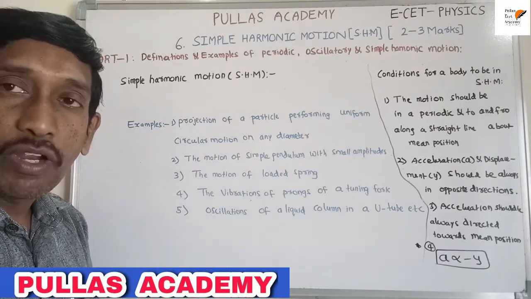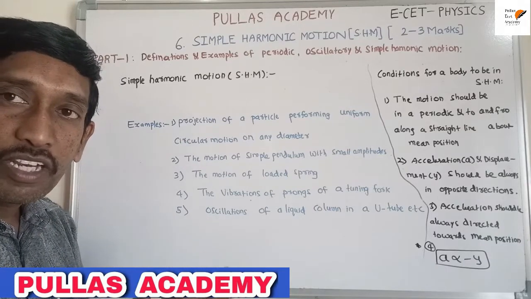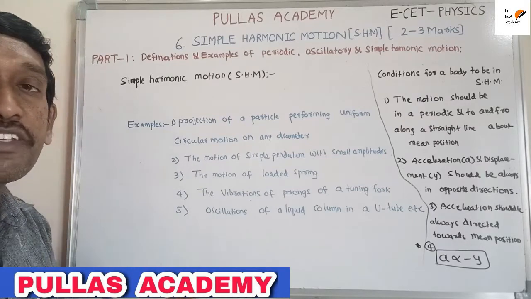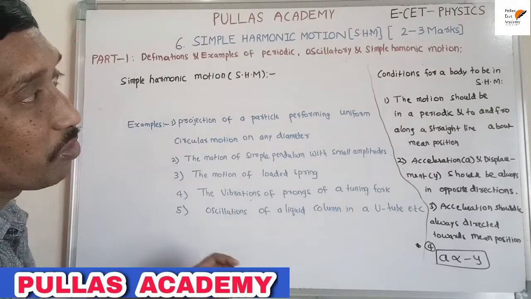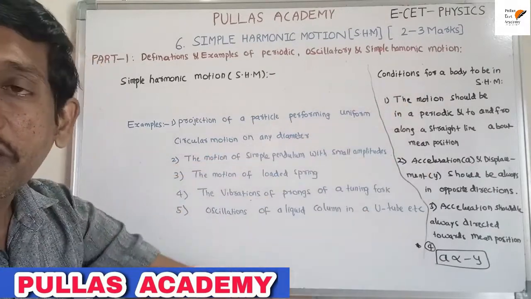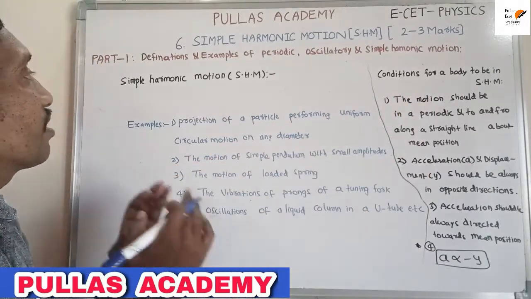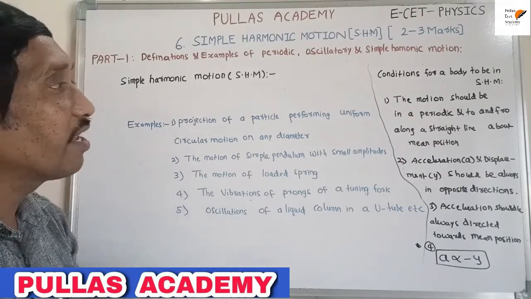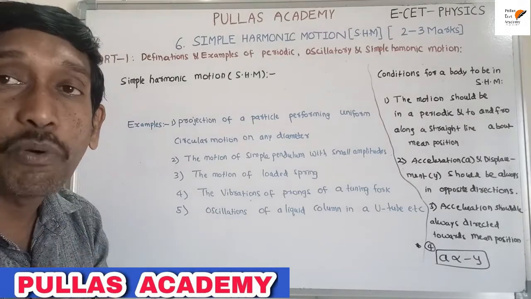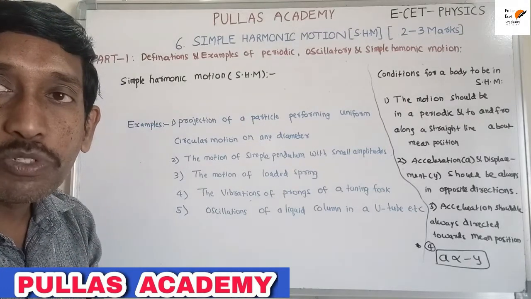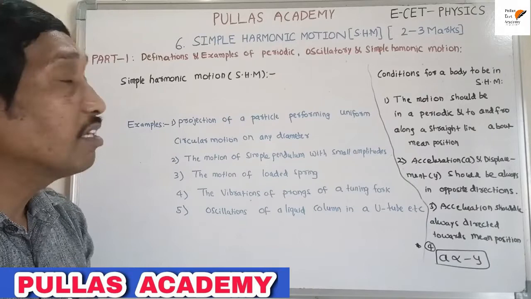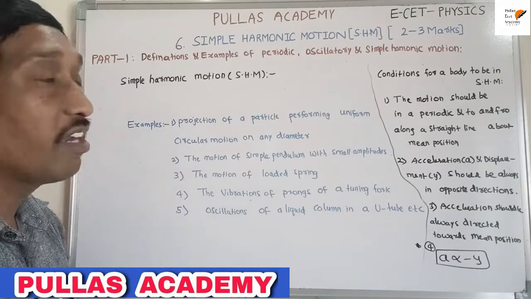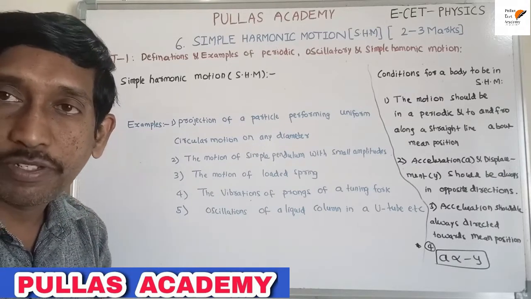A simple harmonic motion is necessarily oscillatory, but not every oscillatory motion is simple harmonic. The oscillatory motion that follows all these conditions is S.H.M. So if any object is in S.H.M, it is also periodic and also oscillatory. That is the important point. That's the relation among these three types of motions.